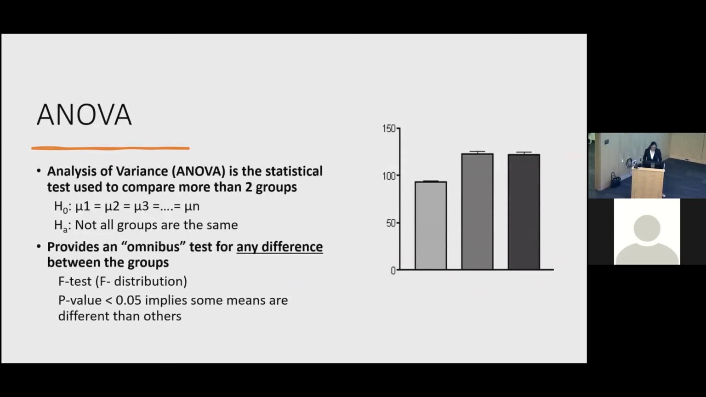The ANOVA utilizes an omnibus test for any differences between groups, and it uses the F distribution. A p-value less than 0.05 implies that some means are different from others. However, it does not imply which ones are. So in order to find that out, we would need to do post hoc multiple comparisons to define which groups are significantly different from others.